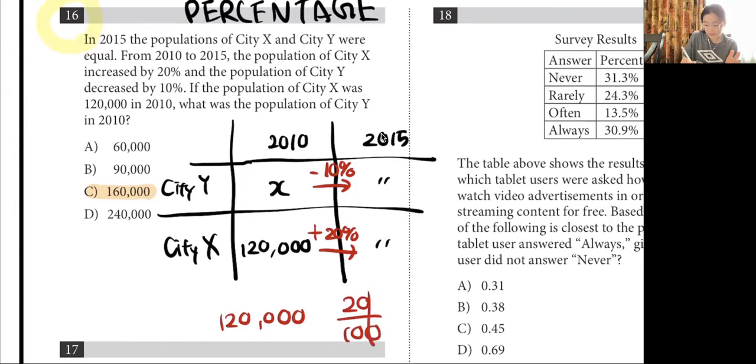Okay, so that's going to be 0.2, but then you need to add the 1, because you have to multiply 120,000 by 1 first, because you need to take into account that value plus the 20% of that value. So if you want to get 20% of 120,000, you just multiply it by 0.2 and you'll get the 20%. But if you want to take into account the first initial value plus the 20% of that value, then you'll do 1.2.